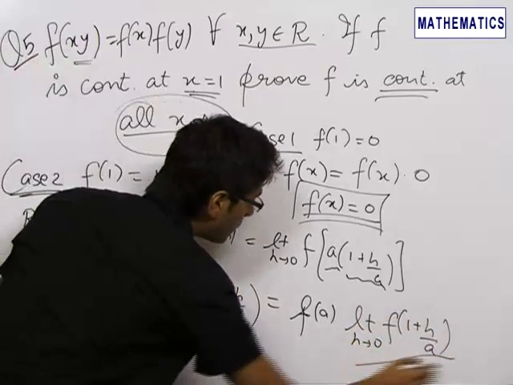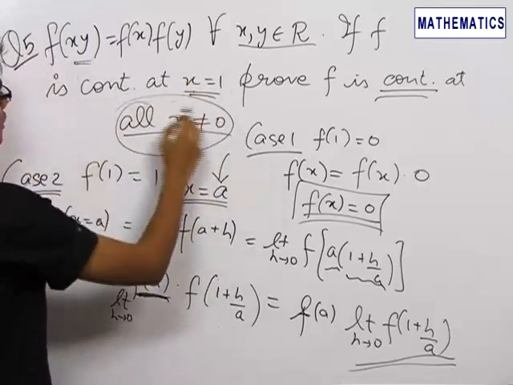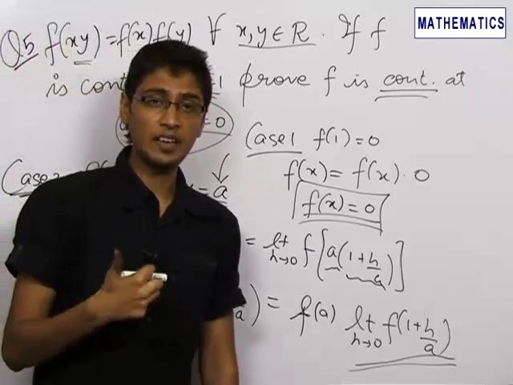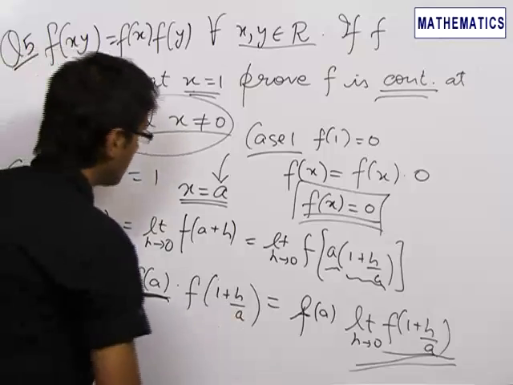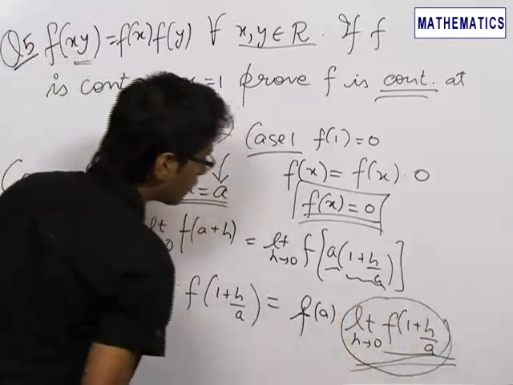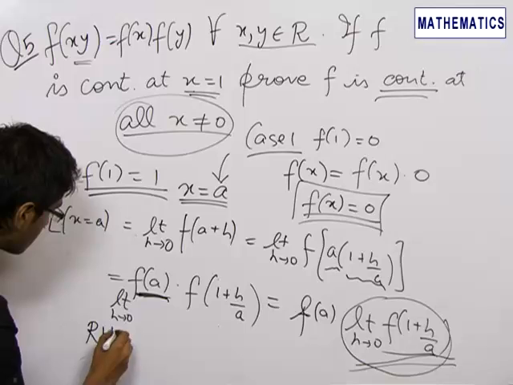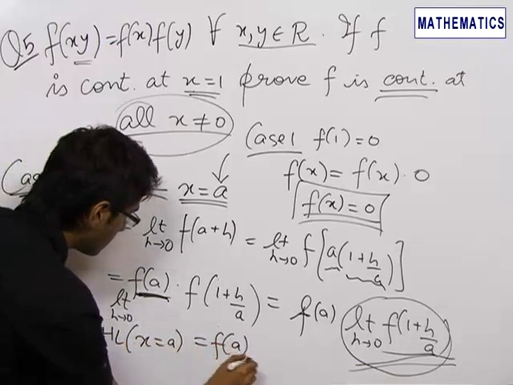Now this is the right hand limit of the function at x equals 1, and we know that the function is continuous at x equals 1, and if a function is continuous at a point, then the right hand limit will be equal to the function's value, which is equal to 1. So limit h tending to 0 f of 1 plus h upon a is equal to 1, and hence we get right hand limit at x equals a is equal to f of a.